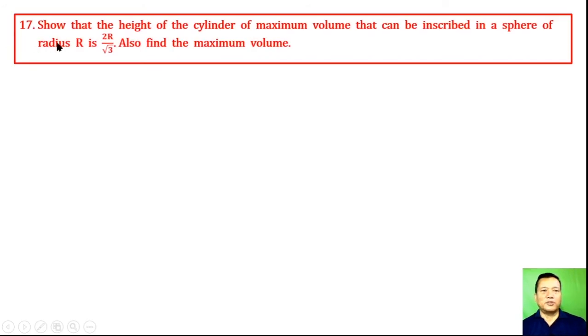Question number 17. Show that the height of the cylinder of maximum volume that can be inscribed in a sphere of radius capital R is 2R by root 3. Also find the maximum volume.